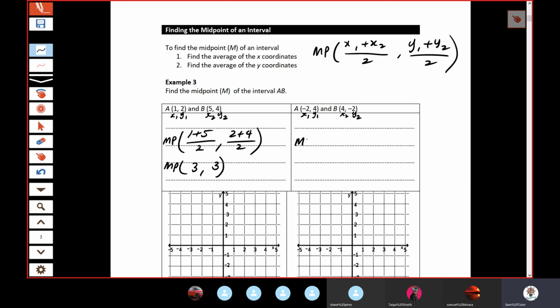So then if we follow the formula, just add up your two x's and divide them by 2. So minus 2 plus 4 on 2, comma, add up your two y's, divided by 2. So 4 plus minus 2 on 2. Therefore, your midpoint is, that is 2 on 2 is 1, 2 on 2 is also 1.